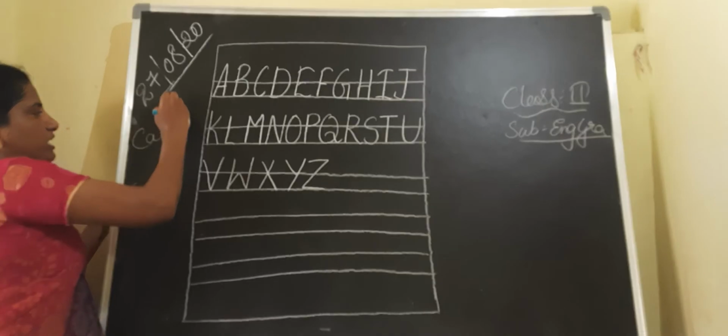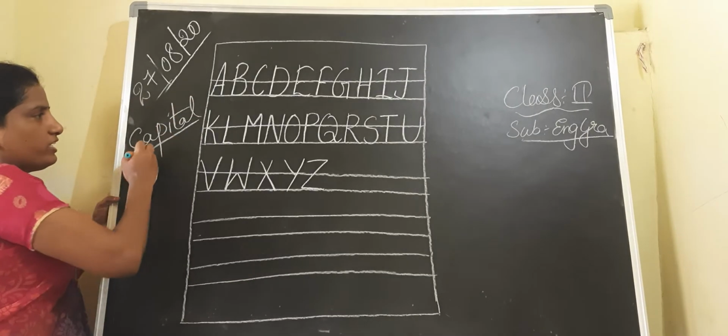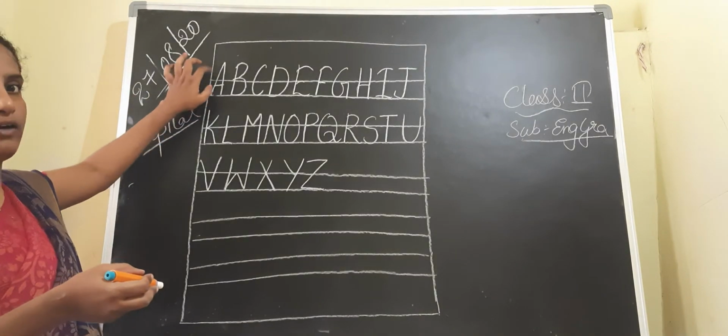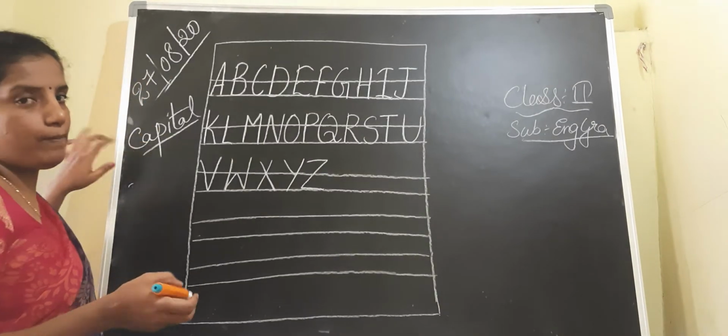These are the capital letters. How to write capital letters, children? A little bit above the line you have to start the capital letters.